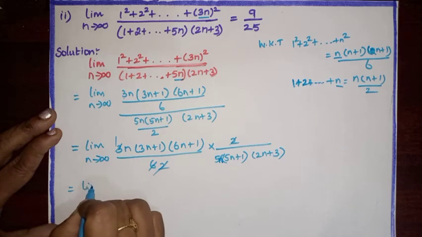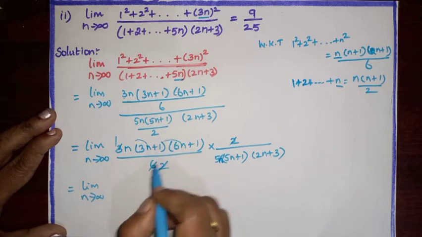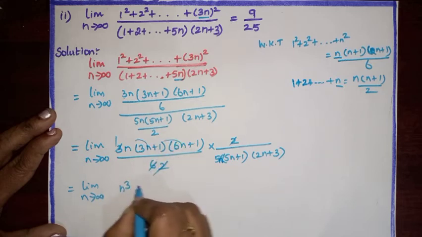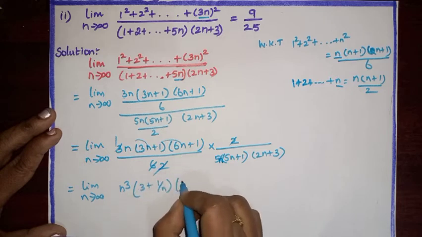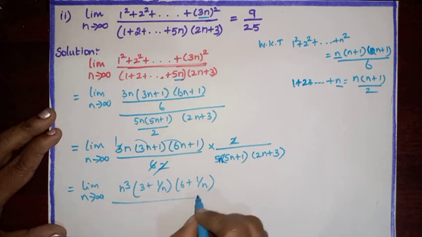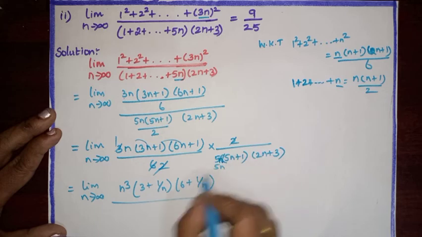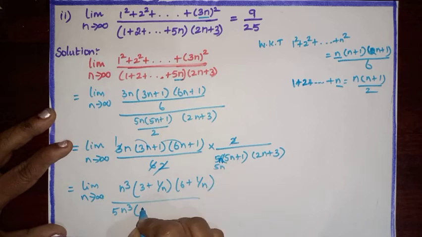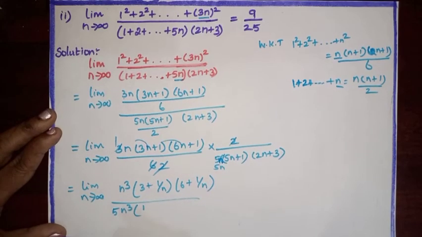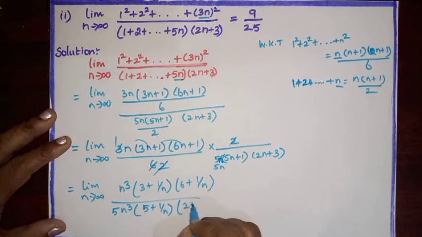So, here what I am going to do: in the numerator, already I have n. I am going to take n from the first bracket and the second bracket. Then I will get n^3. Then the first bracket will become 3 plus 1 by n and this one will become 6 plus 1 by n. Denominator, already I have 5n. If I am taking n from the first bracket and the second bracket, I will get 5n^3 into (5 plus 1 by n) into (2 plus 3 by n).